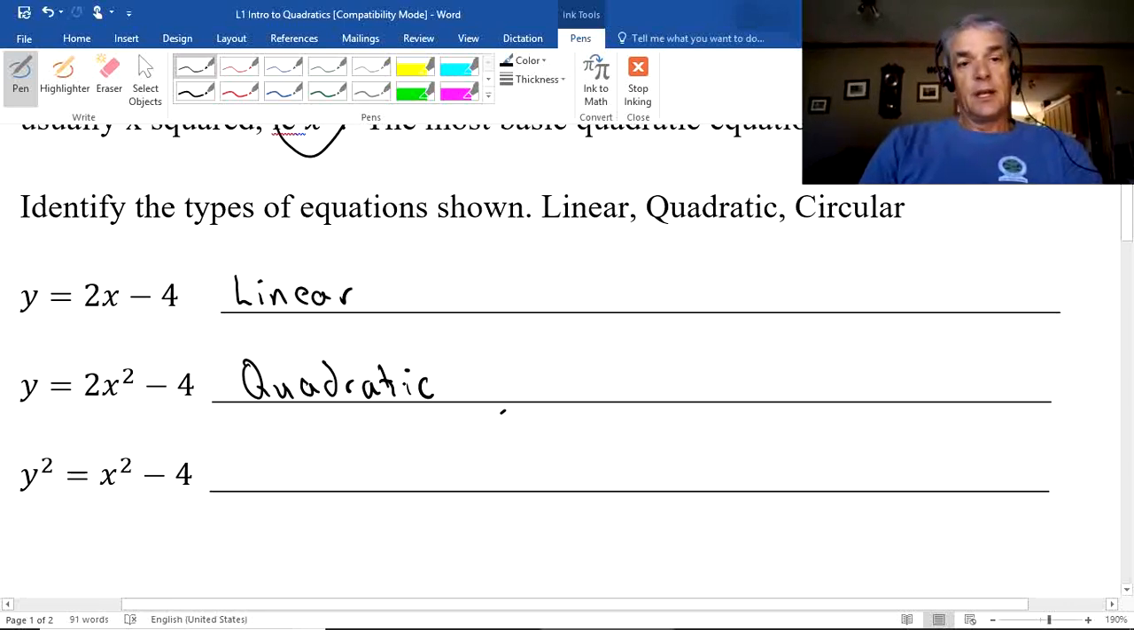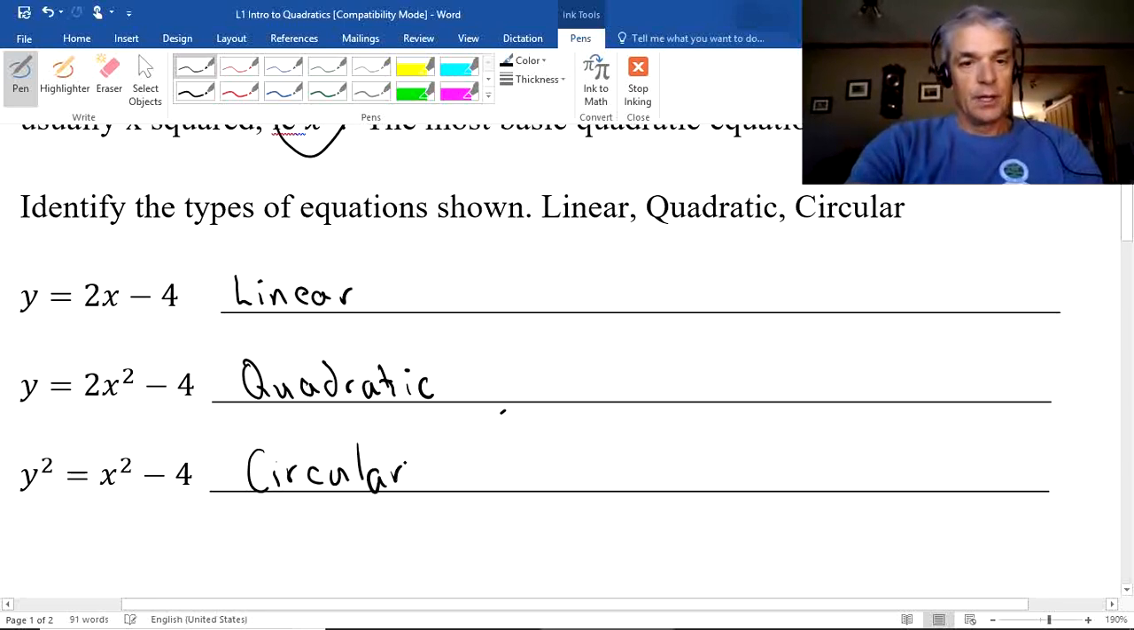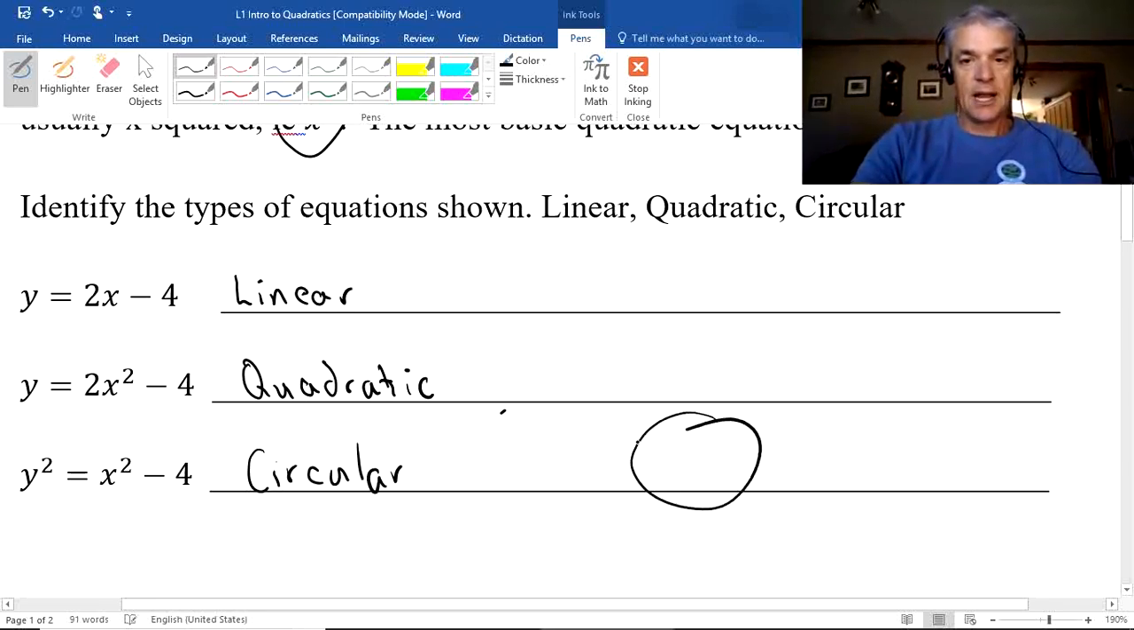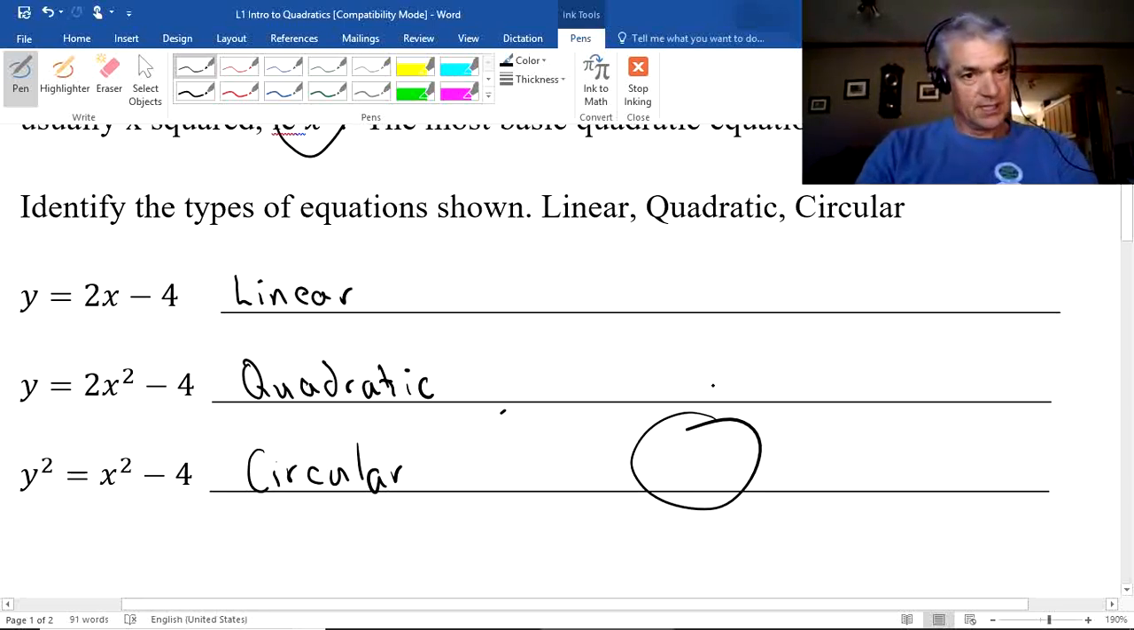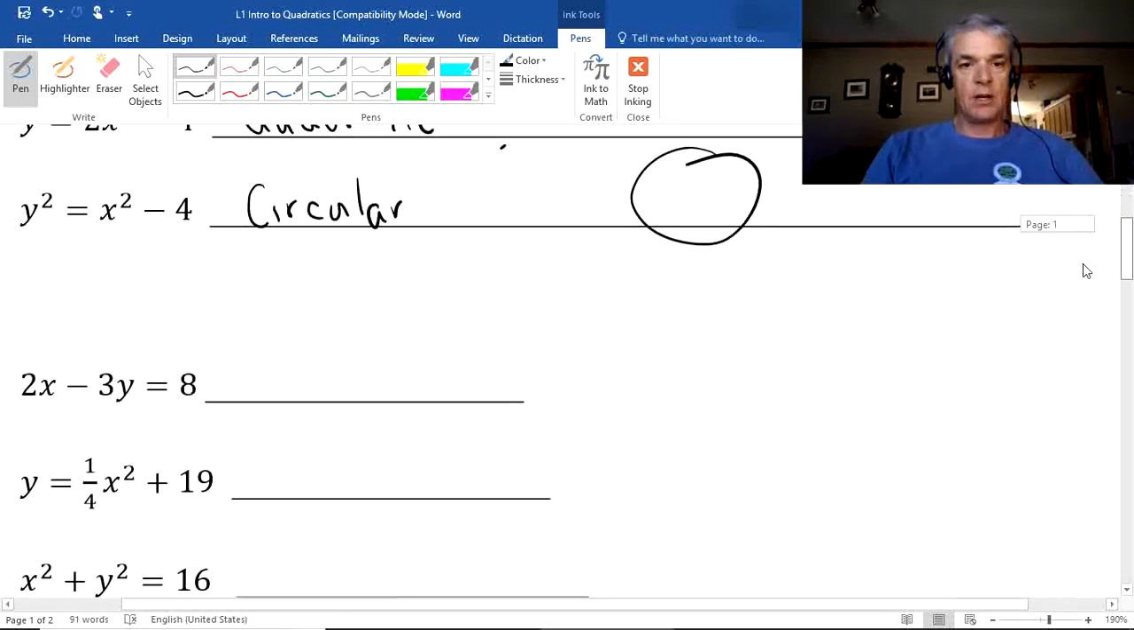And then if I go down a little further, you'll see I have y squared equals x squared minus 4. So if I have both the y squared and the x squared, this is not quadratic. It's not linear. This is what we refer to as a circular equation. If we were to graph this, it's actually going to come out to be some sort of a circle. We are not doing those in this course at this time. It is sometimes studied, but at this time we're not looking at circular equations. Okay, so let's move down and look at some other examples.